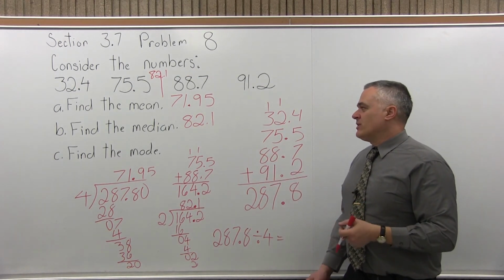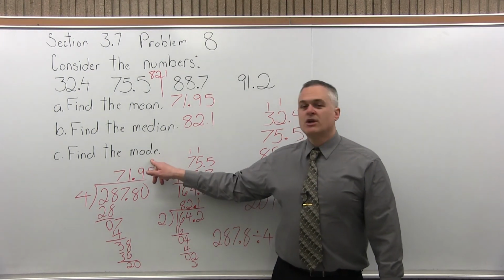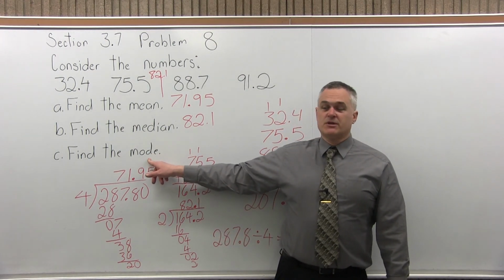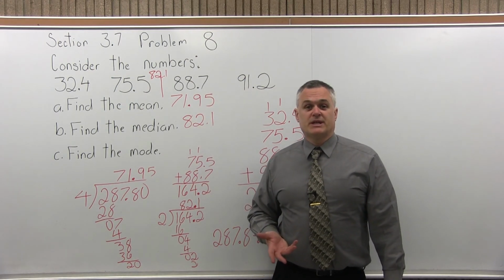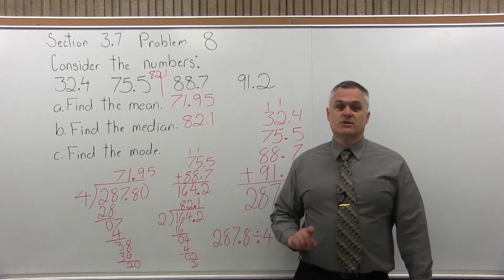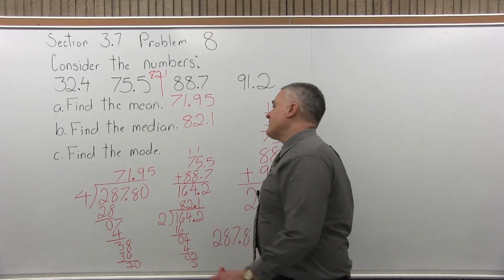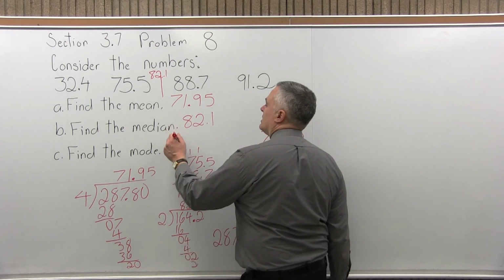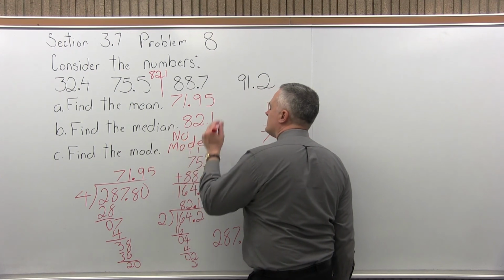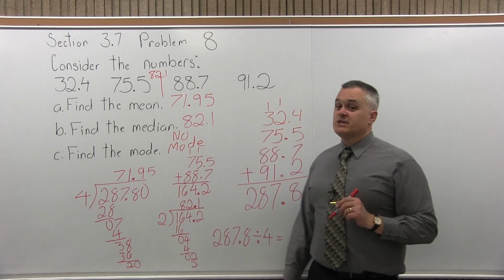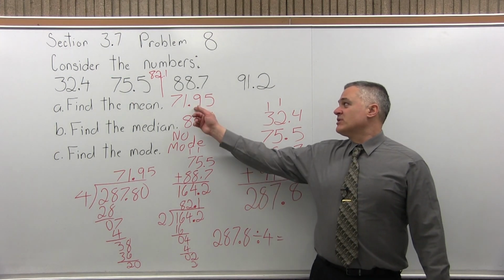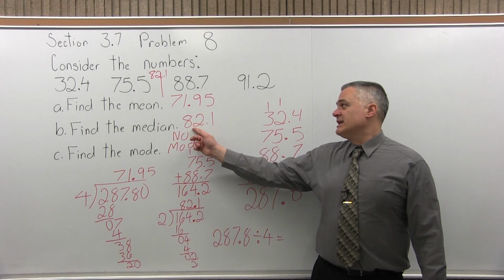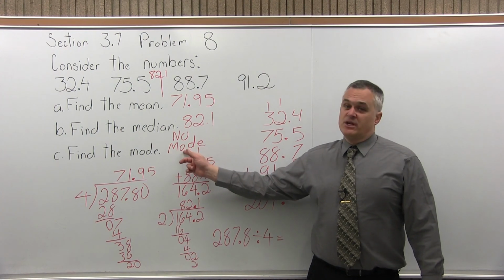Finally, the mode. The mode is the most common number in the list of numbers. For this list, there's no number that's any more common than any of the others. Nothing's repeated, so we have no mode. And you have to actually write out the words, no mode. You can't put 0. That means 0 is the most frequent number in your list, which is not the case. So the mean is 71.95, the median 82.1, and there is no mode.